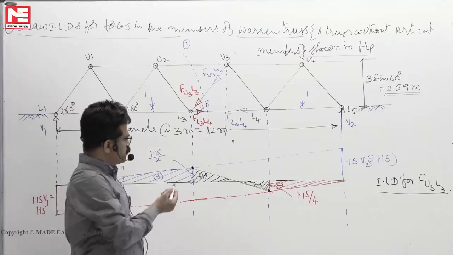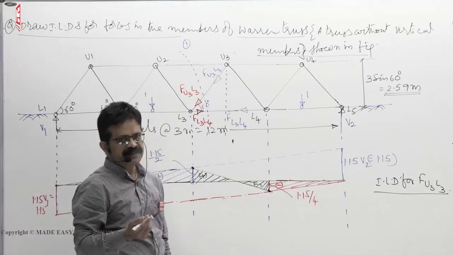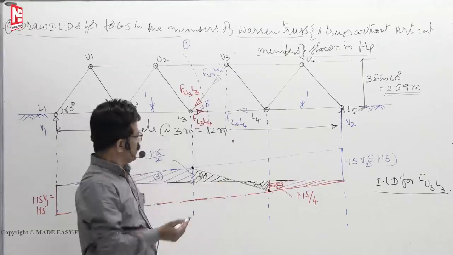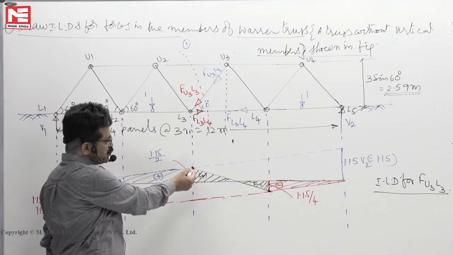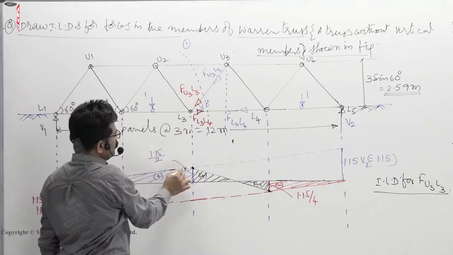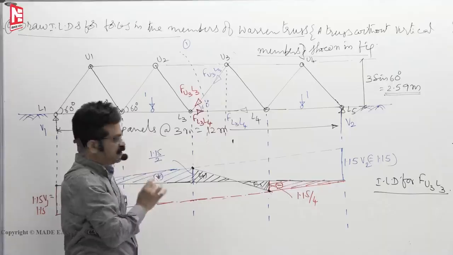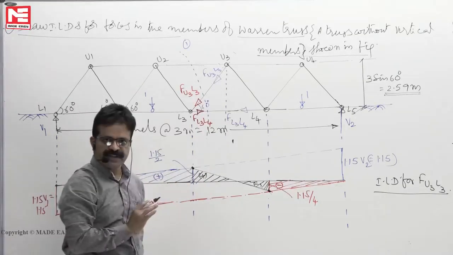They can ask you to stop at this level because you have only 1 minute in the exam. So once you draw one line up to here, you are able to draw. Then sometimes they ask you only one thing: what is the ordinate of FU3L3 at joint L3? That's all. 1.15 by 2 you find it, then stop the work. The entire thing you don't have to draw.